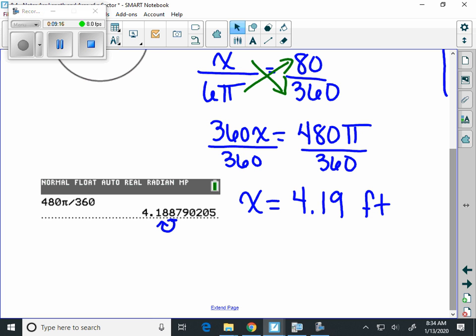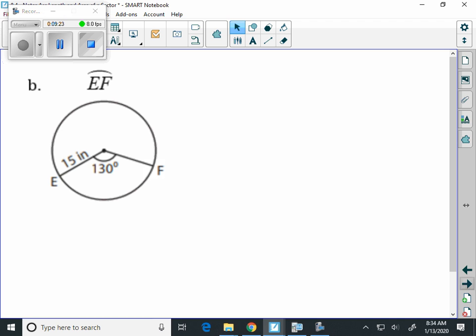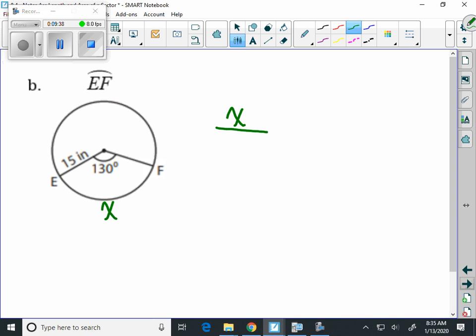Let's try another one. And again, this one probably is going to require a little bit of practice to get the formula in our head. So when we look at letter B, same idea here. We want to determine the length of EF. And when we set this up, here's our arc. I'm going to call it X. And when we're finding the length, we're going to use circumference. And circumference is 2 times pi times the radius. In this case, our radius is 15.